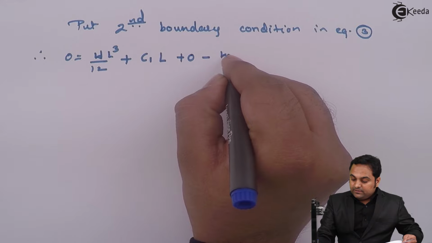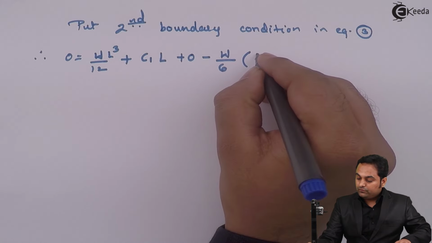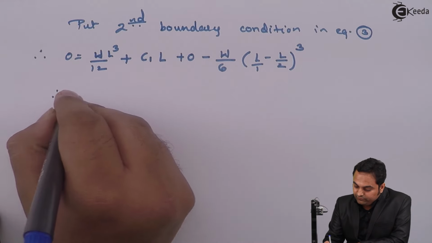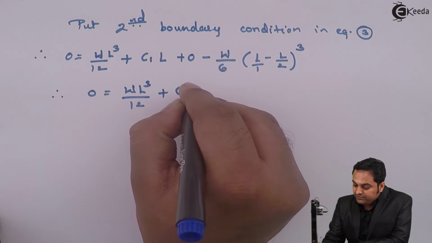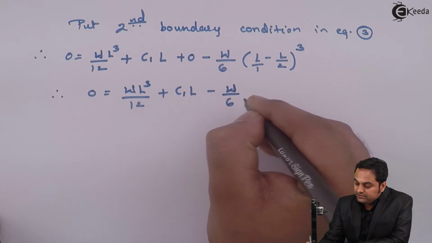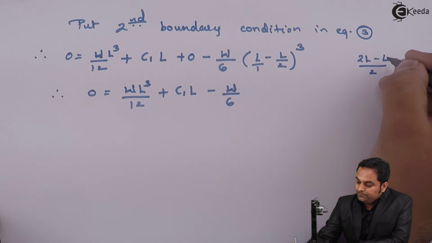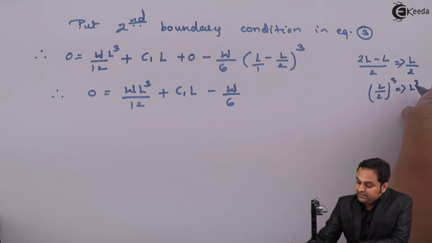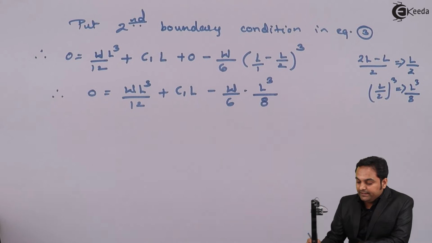Then minus W by 6. Instead of x, I'll put L. So L minus L by 2 whole cube. Therefore, we have 0 is equal to WL cube by 12 plus C1 into L minus W by 6. Now this bracket, if I simplify, this becomes 2L minus L upon 2. So that becomes L by 2 and it is whole cube. So L by 2 whole cube will be L cube by 8. So this complete bracket can be simplified to L cube by 8.